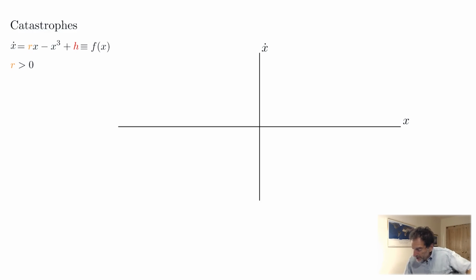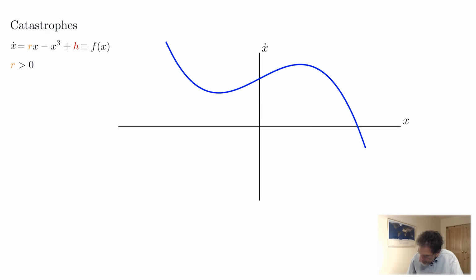Let's first consider the case where our function is a cubic that is positive for very negative x and negative for very positive x, and has an inflection point. Let's imagine that h is larger than a critical value hc that I'll define in just a moment. The function looks something like this. So this is for h larger than hc, and here we see that there's a single stable fixed point at some positive value of x. So there's one fixed point.